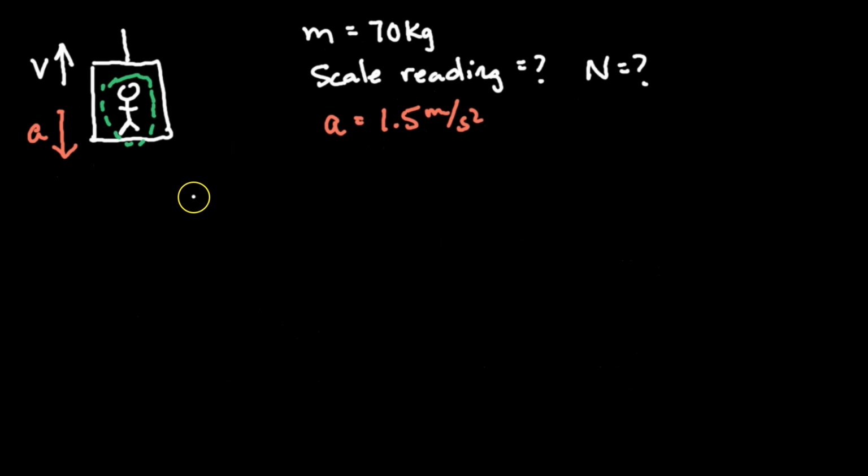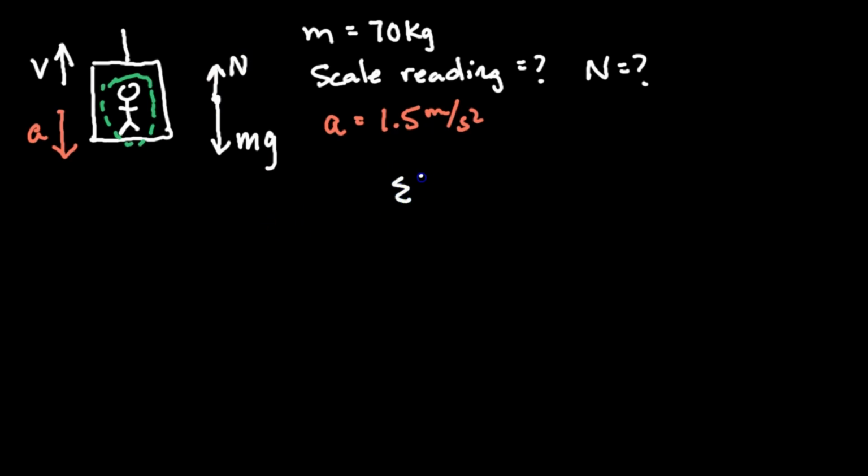Now let's take a look at a problem where the elevator is going up, but the acceleration is down. Once again, we're going to start with a force diagram. Which force do you think is going to be greater, gravity or the normal force? So I'm going to start with gravity force here, and because it's accelerating downward, the normal force has to be less than the gravity force. So I'm going to draw a shorter arrow there.